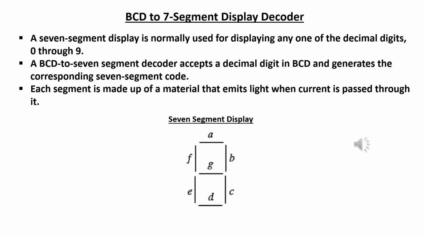Now we will discuss the BCD to 7 segment display decoder. A 7 segment display decoder is normally used for displaying any one of the decimal digits 0 through 9. A BCD to 7 segment decoder accepts a decimal digit in BCD and generates the corresponding 7 segment code.